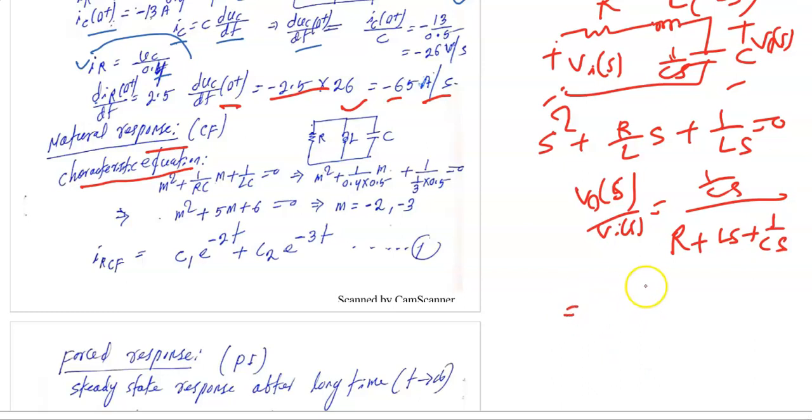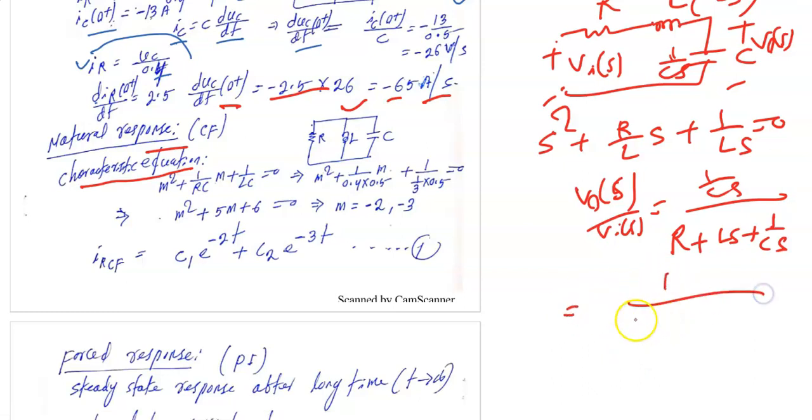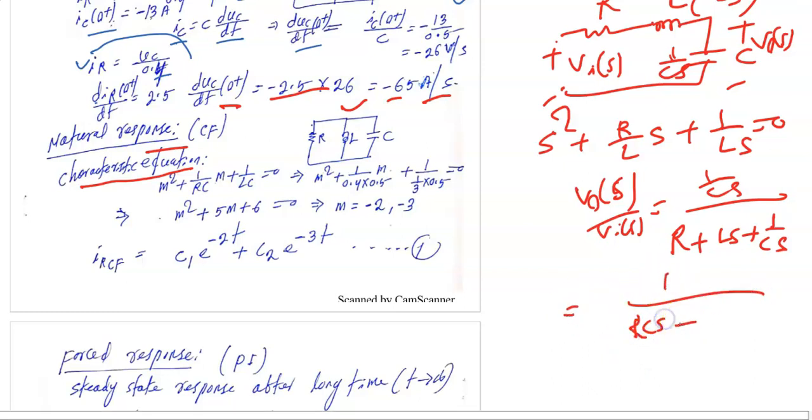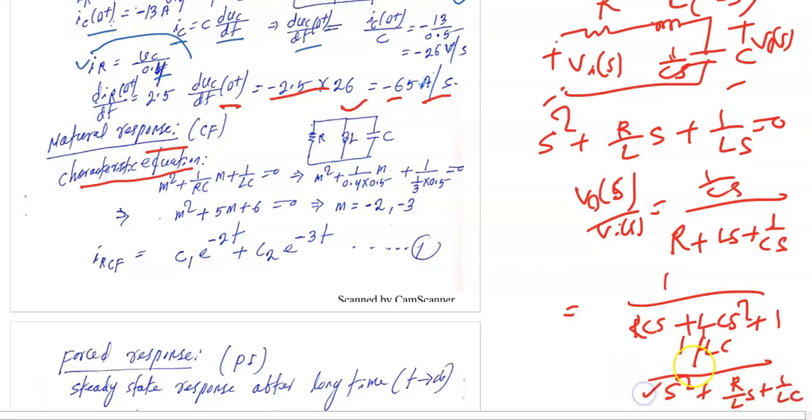So taking all these things, 1 upon RCs plus LCs² plus 1. Okay, take LC common. So in the numerator it will be 1 upon LC. When I take LC common, it is s² + (R/L)s + 1/(LC). So this is the characteristic equation, simple.